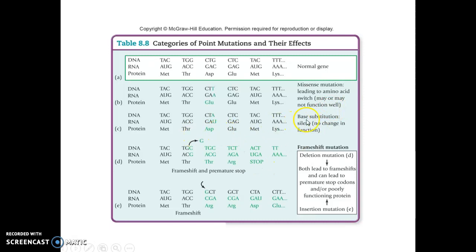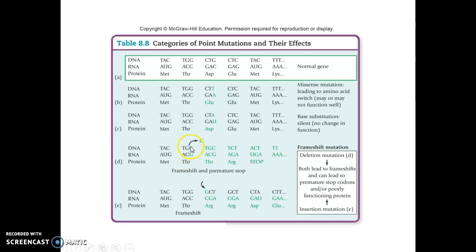In this case, you have a base substitution. And instead of CTG, like you have up here, the normal gene, you have CTA, and that is still going to code for the same amino acid. So this mutation is silent because there's no change in function, no change in the amino acid sequence.